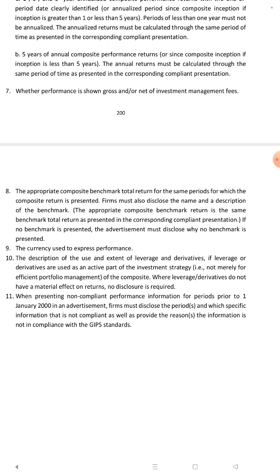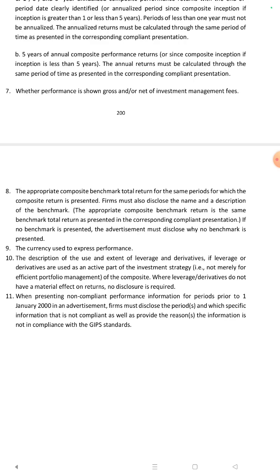The currency used to express performance. The description of the use and extent of leverage and derivatives, if leverage or derivatives are used as an active part of the investment strategy, that is, not merely for efficient portfolio management of the composite. Where leverage or derivatives do not have a material effect on return, no disclosure is required.